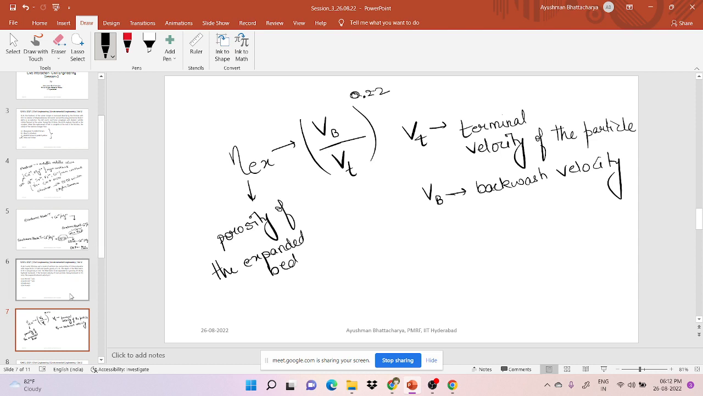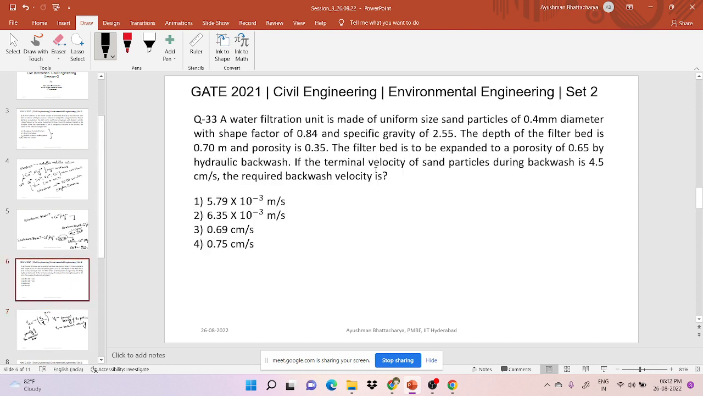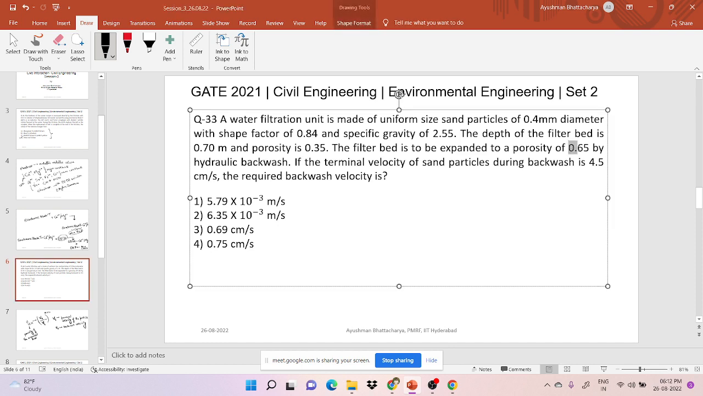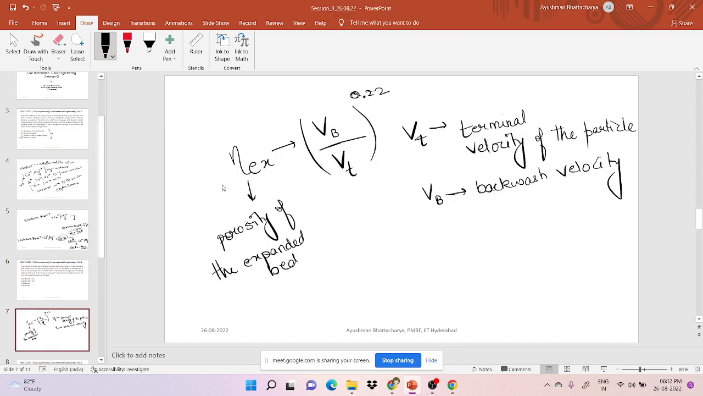So now let's read the question once more. The water filtration unit is made up of uniform size sand particles of 0.44 mm diameter. Shape factor is given, specific gravity is given, depth of the filter bed and porosity are also given. So they have asked us the required backwash velocity. Based on this expression, they are asking Vb. The porosity of the expanded bed they have given as 0.65.